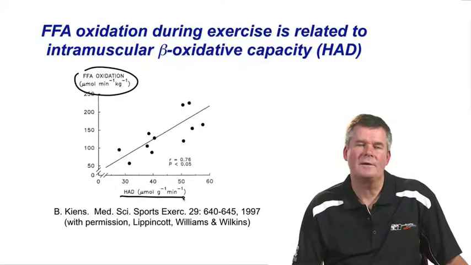If you increase the amount of mitochondria in the muscle, you will get an increase in HAD. And as we saw in our muscle lectures, one of the muscle adaptations to endurance type exercise is an increase in mitochondria and an increase in HAD, and therefore a capacity to oxidize fatty acids.